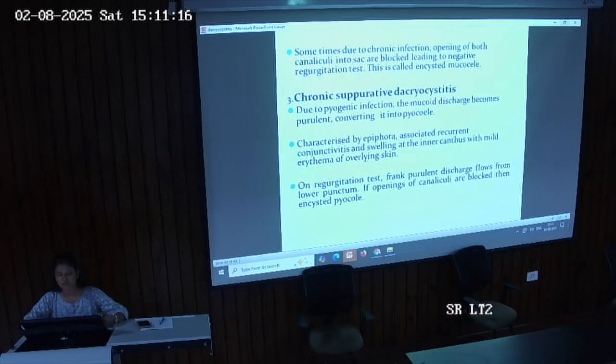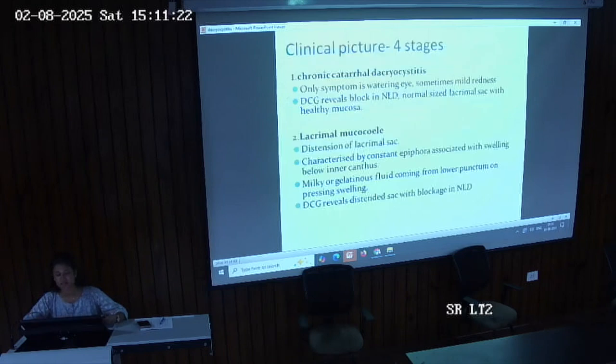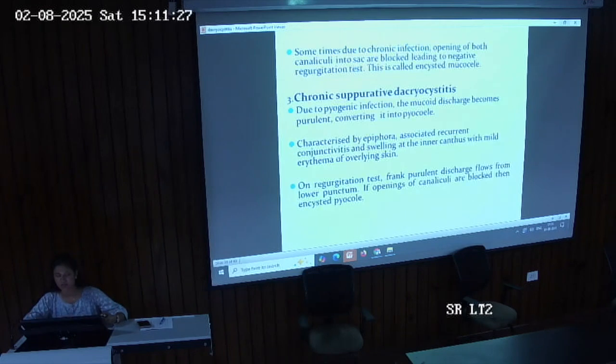Sometimes due to chronic infection, the opening of both the canaliculi into the sac can be blocked, leading to a negative regurgitation test. That is, this milky or gelatinous fluid will not come when we press the swelling. It is due to this encysted mucocele, because the canaliculi opening has been blocked. So if there is no canaliculi opening, the regurgitation of the fluid will not come, which is also known as encysted mucocele. And the third stage is chronic suppurative dacryocystitis.